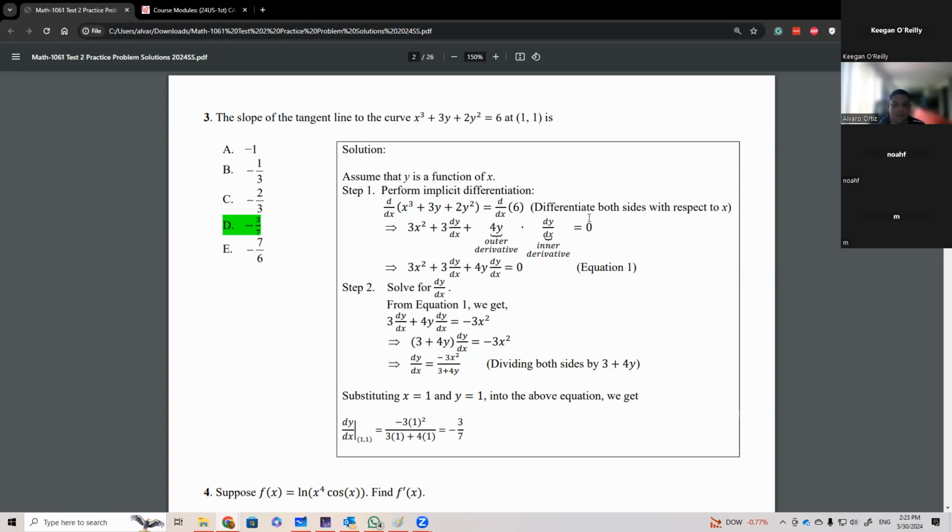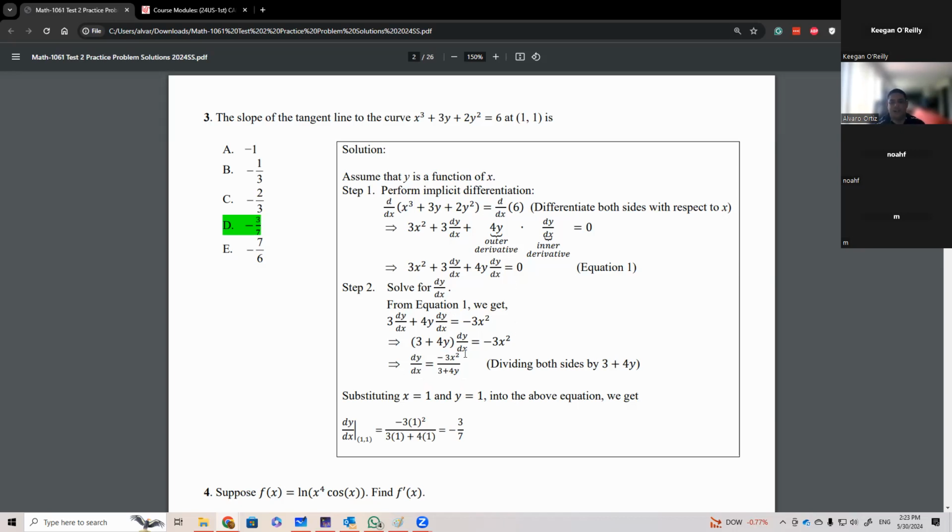All right, so once we are at this point, what we want to do is factor out the dy/dx. So we move whatever doesn't have the dy/dx to the other side. So we get 3 dy/dx plus 4y dy/dx equals minus 3x squared. Then we can factor out the dy/dx, and we get dy/dx equals minus 3x squared divided by 3 plus 4y.